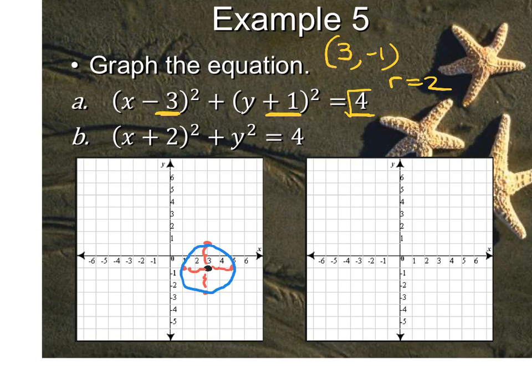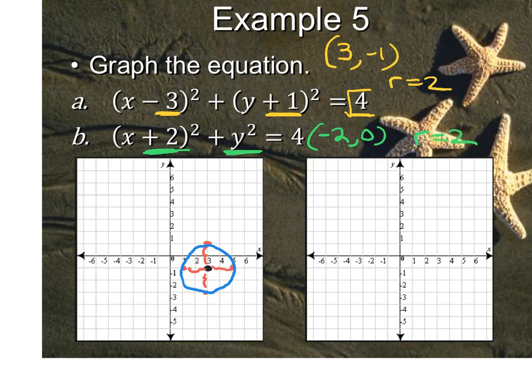The next one, we'll pull the center out. So the center here, opposite of what you think it is, so it's -2. There's nothing being added or subtracted to the y, so that's 0. So my center point is at -2, 0. My radius, again, is still going to be the square root of 4. So the radius for this one is also 2.